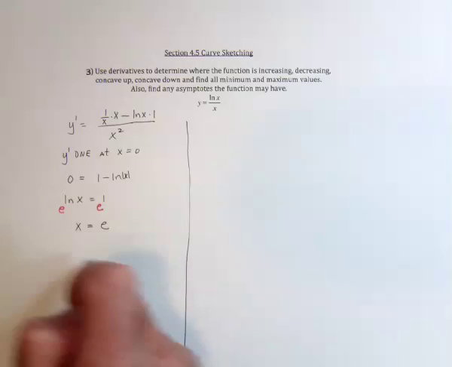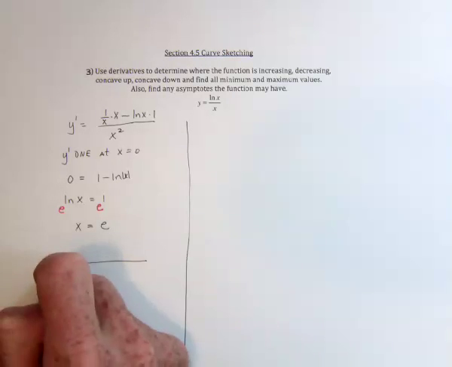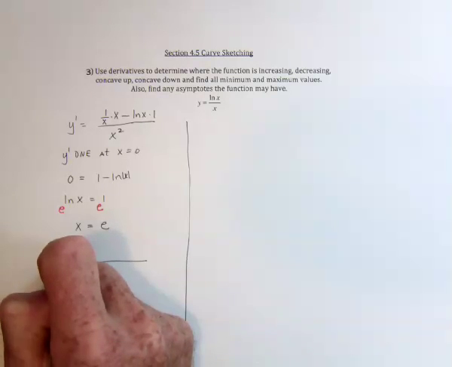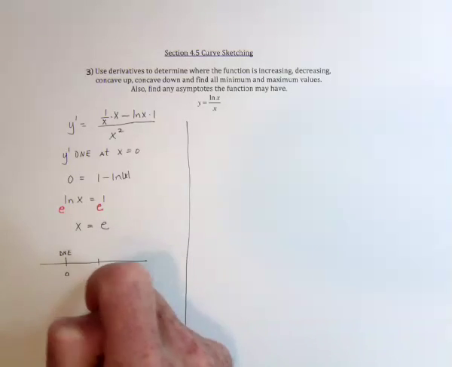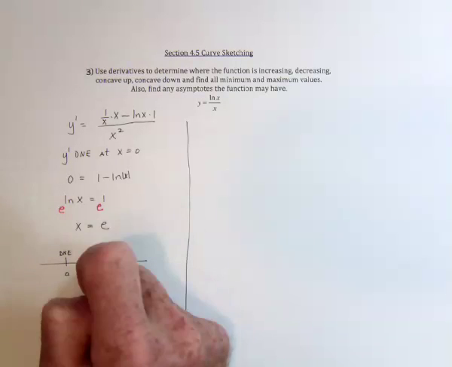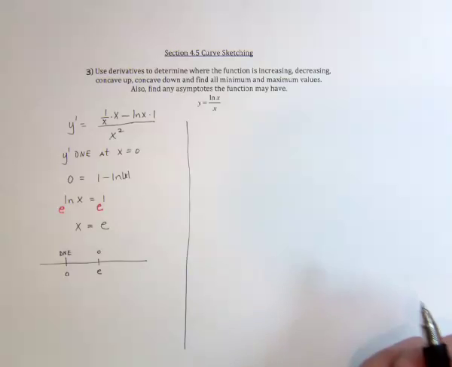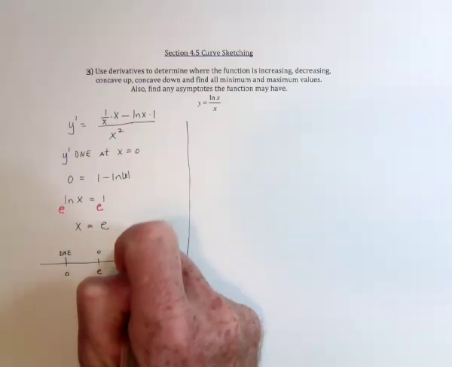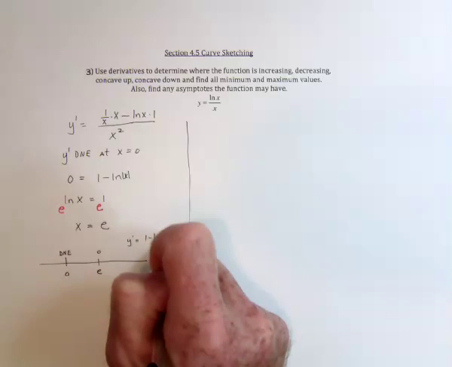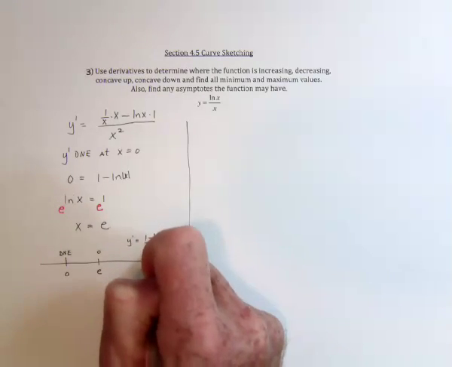So something is happening at 0, namely the function and the derivative do not exist, and there's something happening at e, namely the derivative equals 0. So the derivative, when simplified, equals 1 minus the natural log of x over x squared.